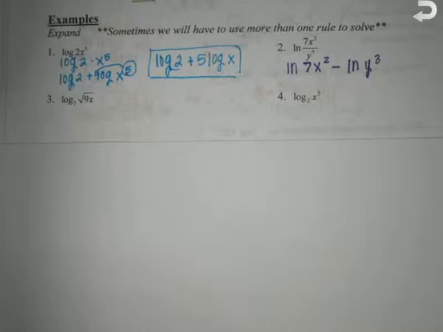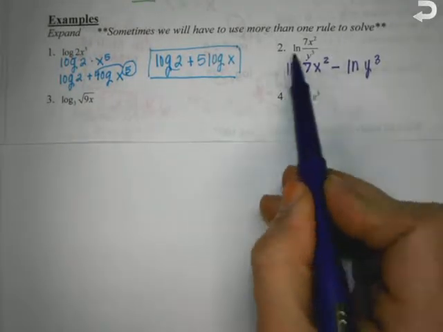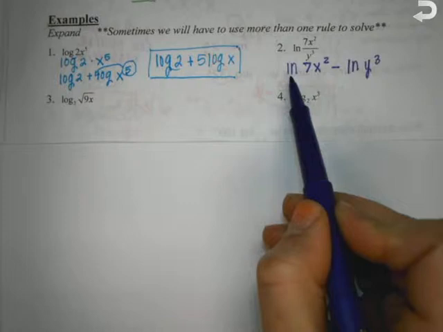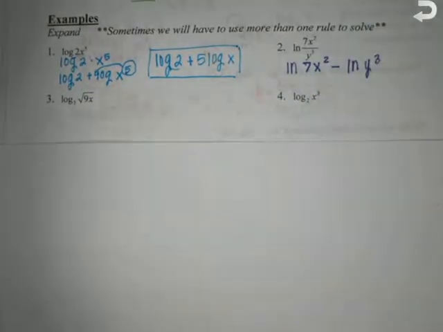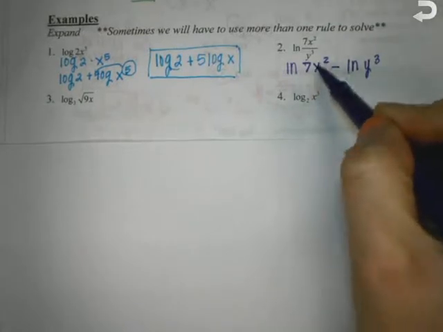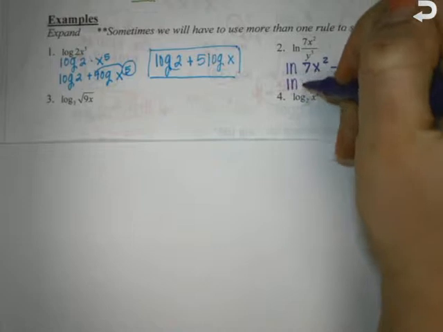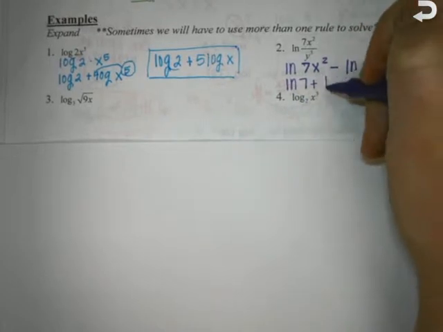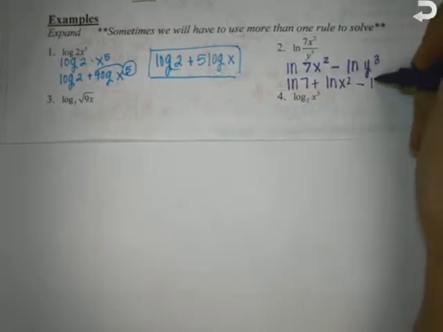Oh, well, let's think about it. What about this one right here? Can I split this up anymore? Yeah. I can split that. This is what rule? Power. It's not power yet, because let's look at it. That squared, is it attached to the whole thing or just the x? Oh, it's product. It's product first. So this is going to be natural log of 7 plus natural log of x squared minus natural log of y to the 3rd.